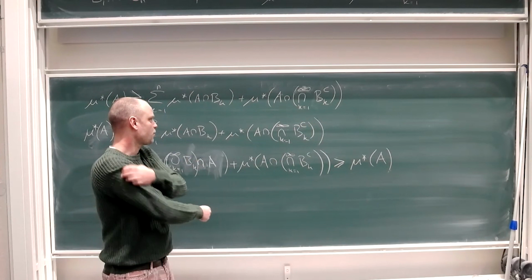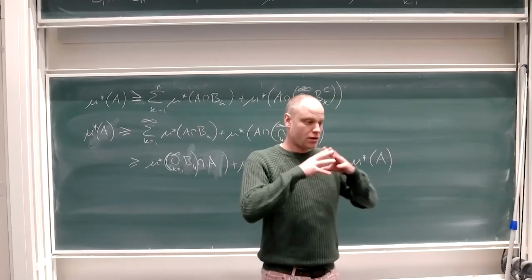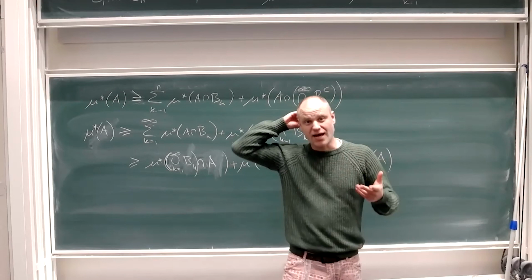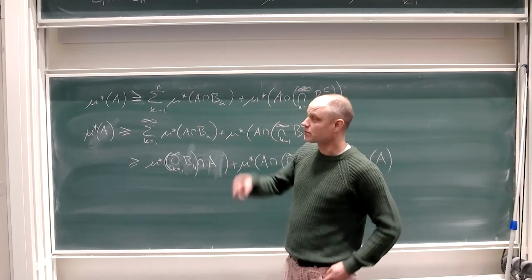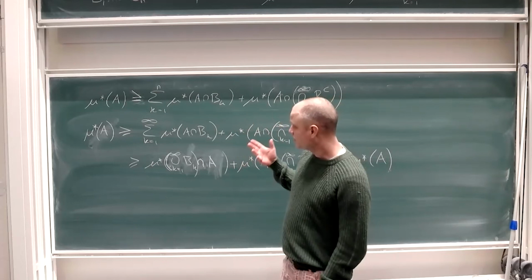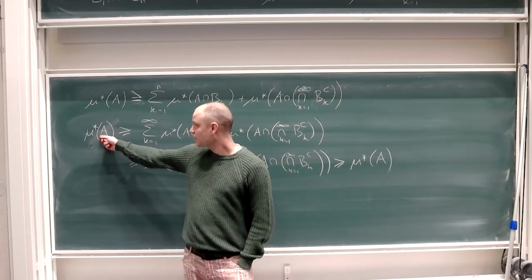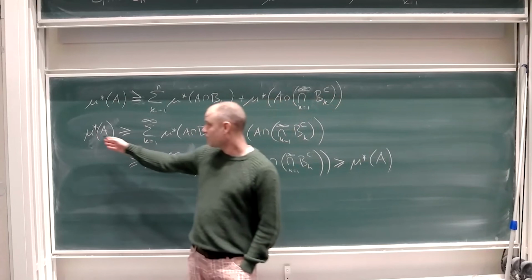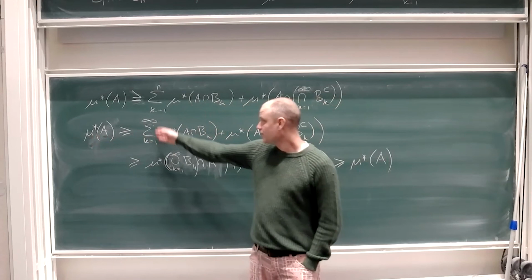So we want to show that mu star acts as a measure on the measurable sets, not on any set, but on our sigma algebra. And you can see that we're close to the end here, because if A was any set, but I let it be the infinite union of the B_k, then I have mu star of an infinite union equal to the infinite sum, and here I just get each time B_k.